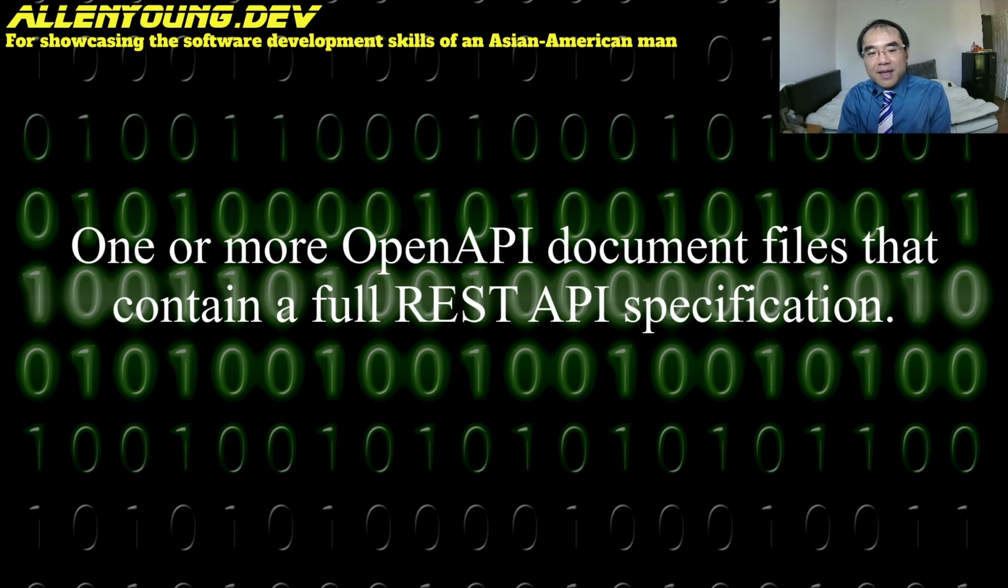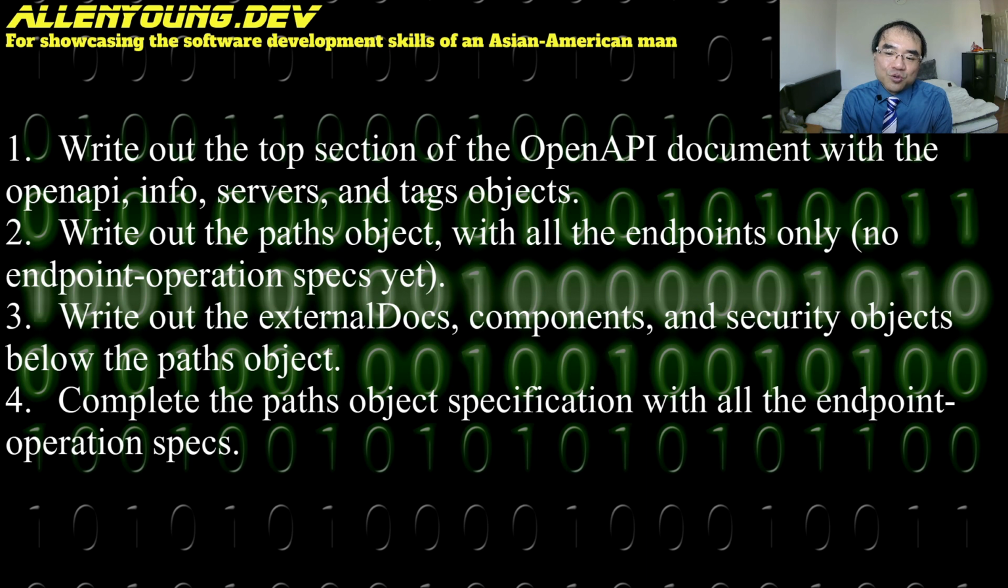Quite simple. And the process spec I use in writing an OpenAPI document is the following. Stage one, write out the top section of the OpenAPI document with the OpenAPI, info, servers, and tags objects. Stage two, write out the paths object with all the endpoints only, no endpoint operation specs yet. Stage three, write out the external docs, component, and security objects below the paths object. And stage four, complete the paths object specification with all the endpoint operation specs.